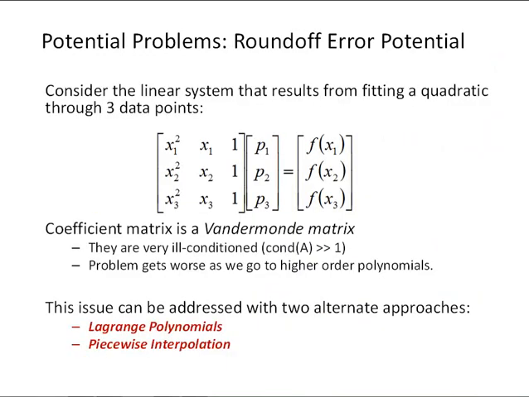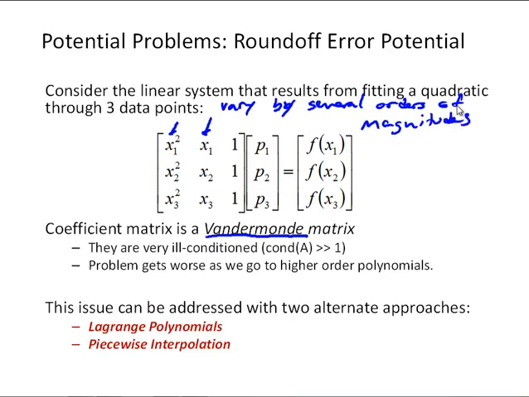So let's talk about some potential issues with polynomial interpolation. First, consider the linear system that results from fitting a quadratic through 3 data points. So the system looks like this. And we've talked about this matrix before. This is actually a Vandermonde matrix where, depending on the values of x, we're going to see the columns vary, potentially by several orders of magnitude.